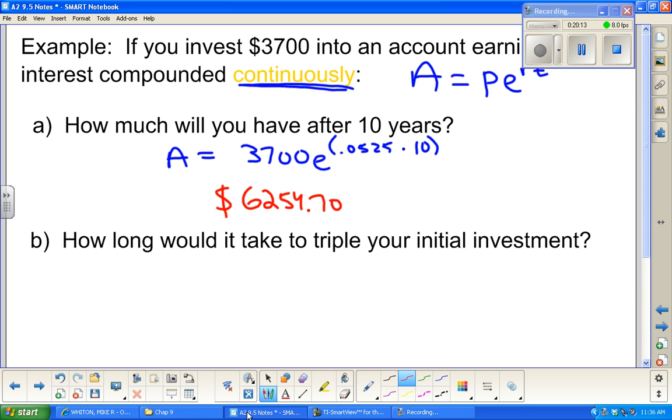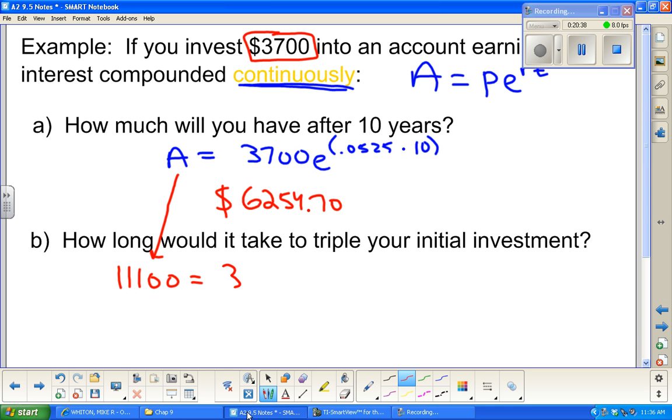Okay, so part B then, similar to what we did in part B in the other problem: how long will it take? Let's say we want to triple our initial investment. We started with $3,700, so that's our initial amount, but the ending amount would need to be triple that. So times 3 would be $11,100. So we'll set that in as our A value.